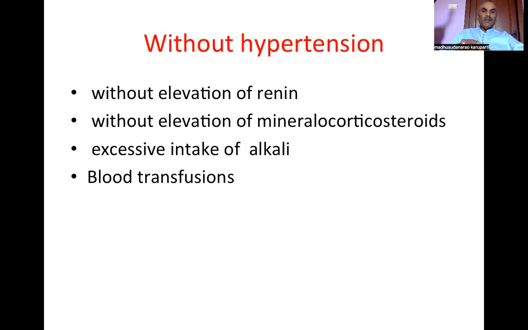The conditions associated without hypertension, okay? In this, there is no elevation of renin, no elevation of mineralocorticoids, but there is excessive intake of alkali, and a history of repeated blood transfusions, which results in excessive alkali, because citrate is used as an anticoagulant in the blood, and repeated blood transfusions are going to result in alkalosis with hypervolemia and hypertension.